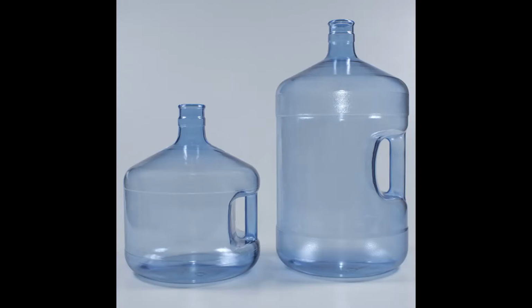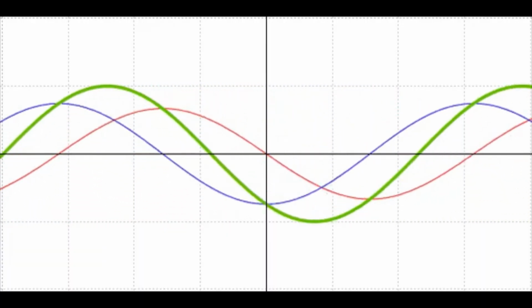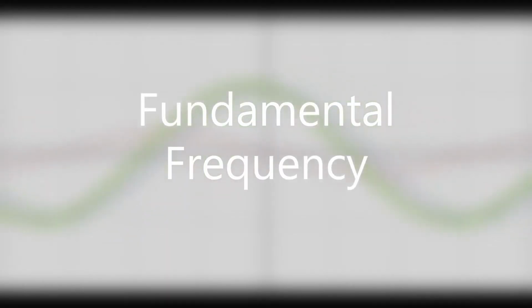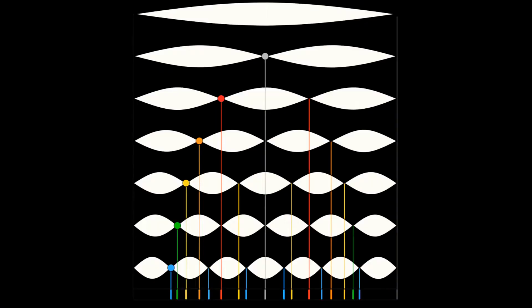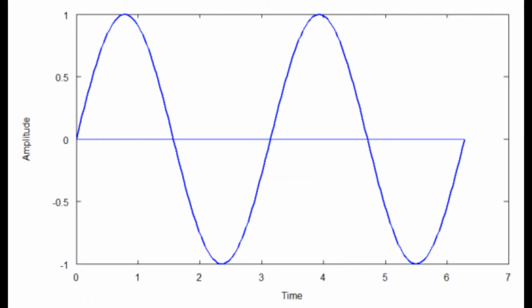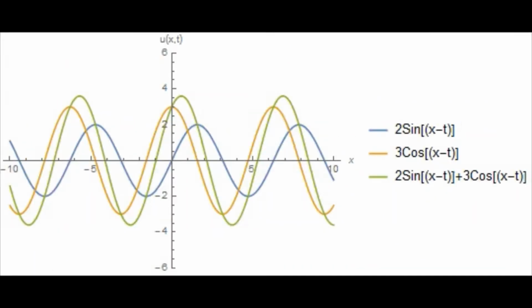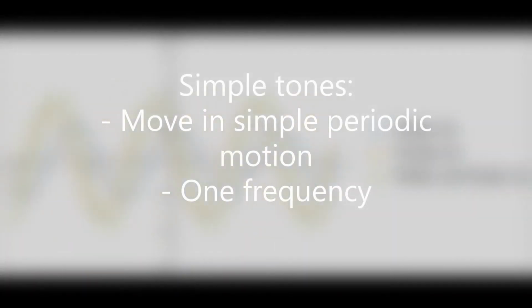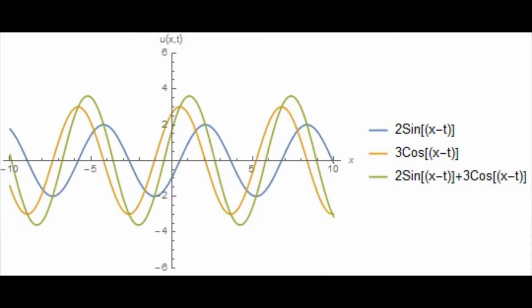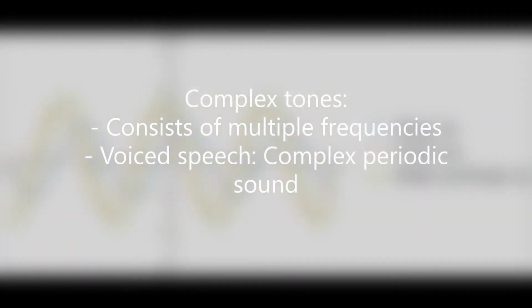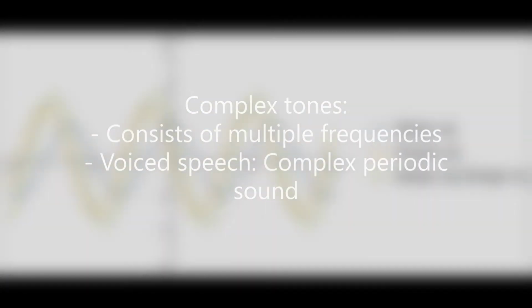Each object or container has a resonant frequency that it naturally vibrates at, producing a certain frequency. The lowest frequency produced by any object is known as the fundamental frequency, or first harmonic, which influences the other harmonics of the harmonic set. There are both simple and complex tones. Simple tones move in simple periodic motion with one frequency. Complex tones consist of multiple frequencies. Voice speech is an example of a complex periodic sound.